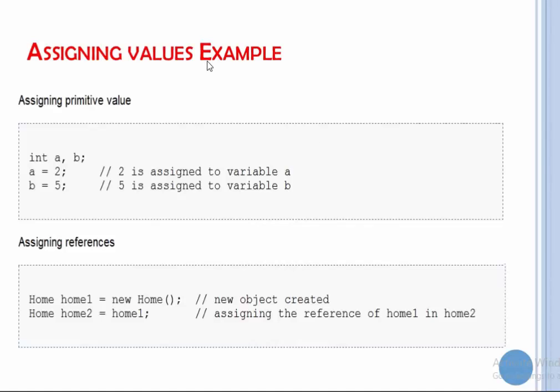These are examples of assigning values to a variable by using an assignment operator. In this example, we are using primitive values. Here I am using int a, b. This means these are two variables of data type integer. By using the assignment operator, I am assigning the value 2 to variable a and 5 to variable b.